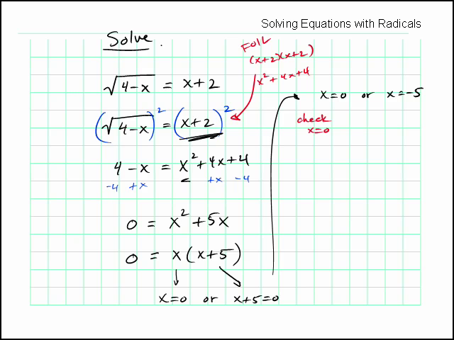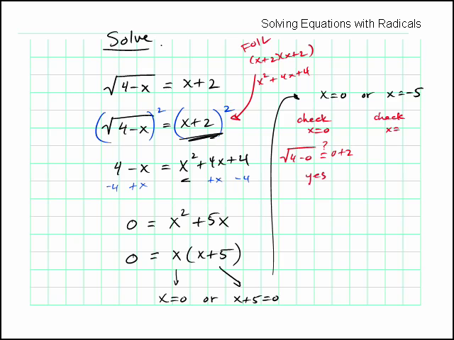If I plug it into the original problem, is the square root of 4 minus 0 equal to 0 plus 2? And that is a yes, that will work. So 0 is a solution, it works.